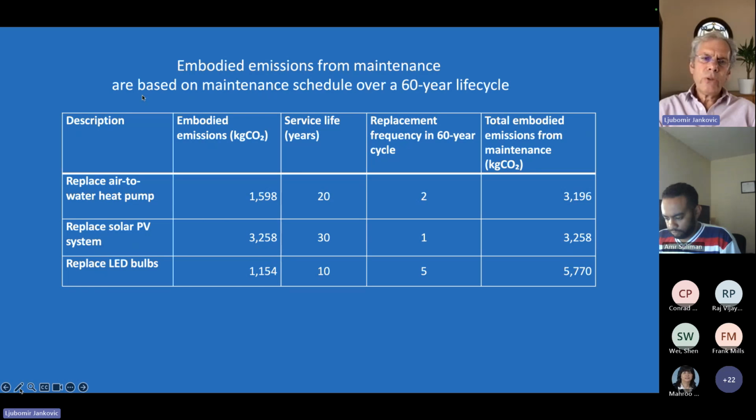Embodied emissions from maintenance also had to be taken into account, and the service life is normally considered to be 60 years for buildings. And in this service life, I wanted to replace the heat pump every 20 years, solar PV once in 30 years, and LED bulbs every 10 years. So replacement frequency is 2 for air source heat pump, 1 for solar PV, and 5 for LED bulbs. And embodied emissions resulting from these replacements are shown here.